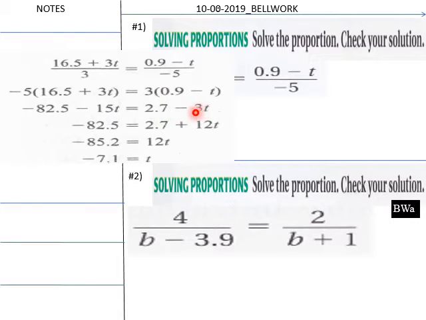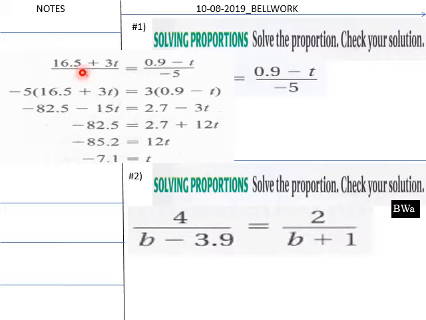minus 3t. And then we move our 15t over to the right side, and we have negative 82.5 equals 2.7 plus 12t here. And then we subtract 2.7 from both sides, and we have negative 85.2 equals 12t. Therefore, divide through by 12 on both sides. We get negative 7.1 equals t. So there is your solution for number 1.